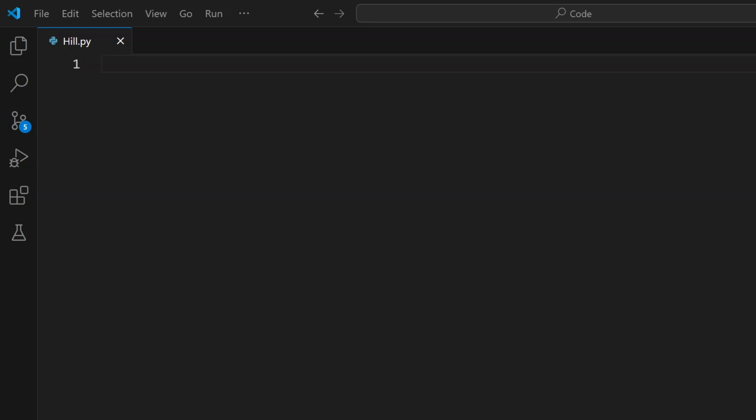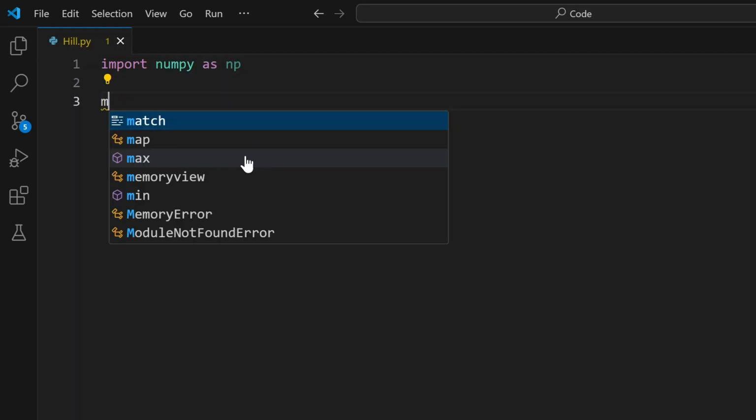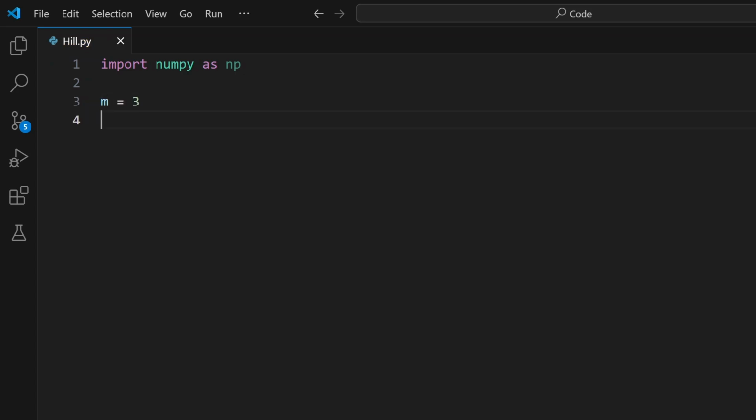In the previous video, we talked about the Hill cipher's theory, so how it works and what you can expect from it. So it's now time to implement what we were talking about there. So let's start. We're going to import numpy as np, and our m, as in the example which we used in the previous video, is 3.